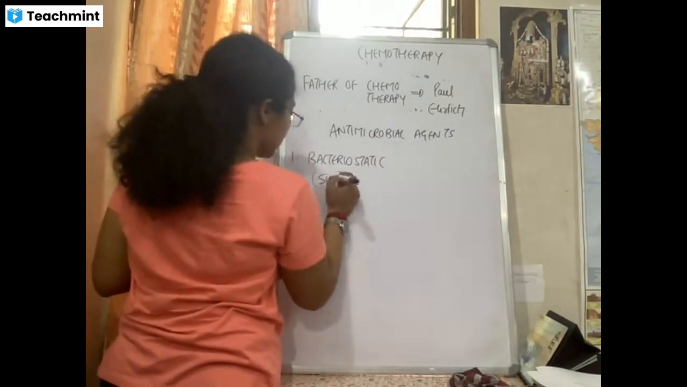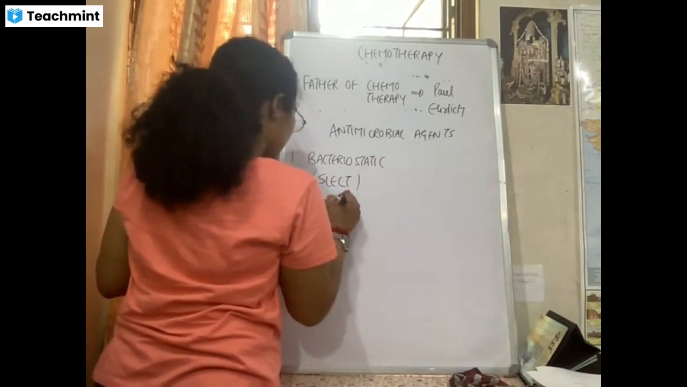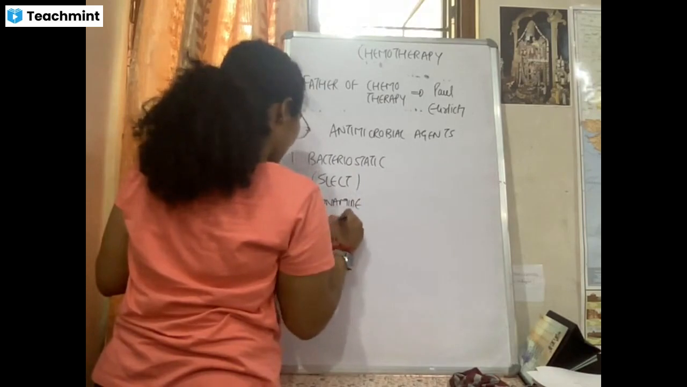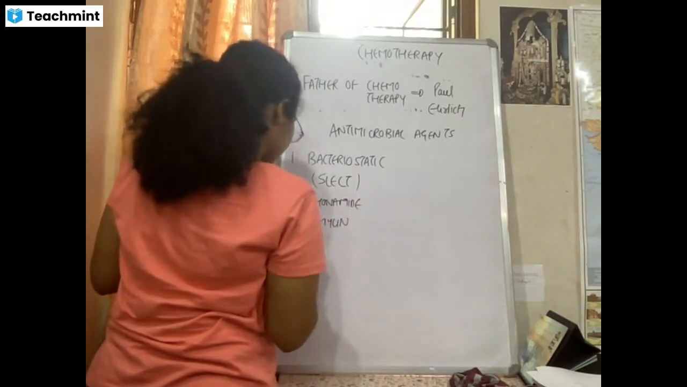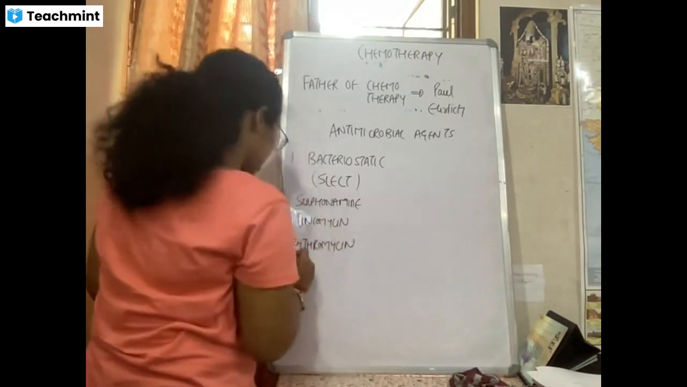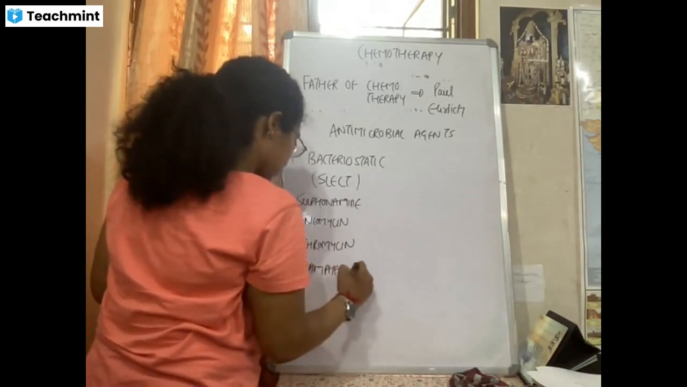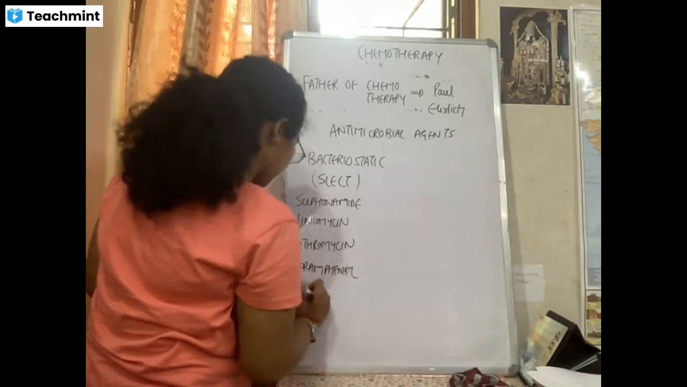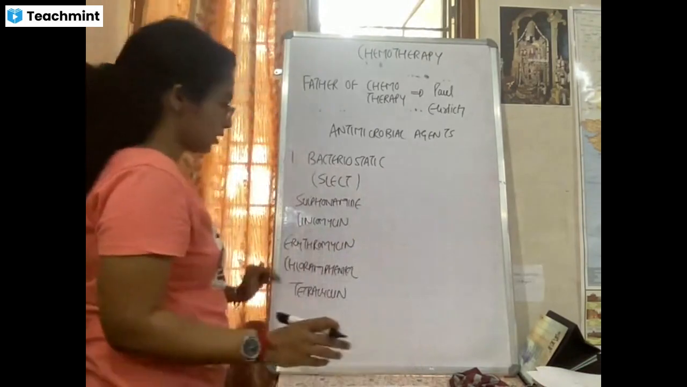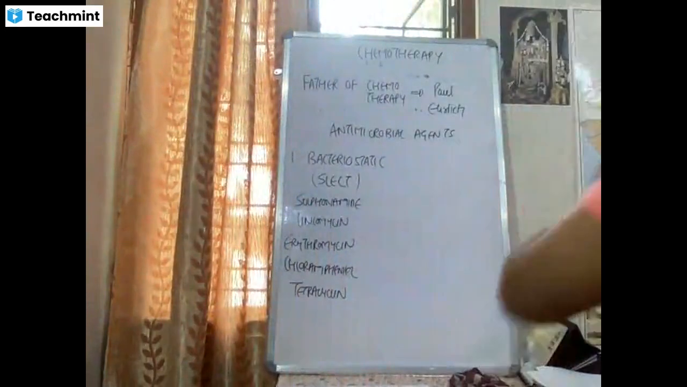First in this class, the bacteriostatic agents we can remember as SELECT, that is sulfonamide, lincomycin, erythromycin, chloramphenicol, tetracycline. These are the bacteriostatic agents: sulfonamide, lincomycin, erythromycin, chloramphenicol, tetracycline.